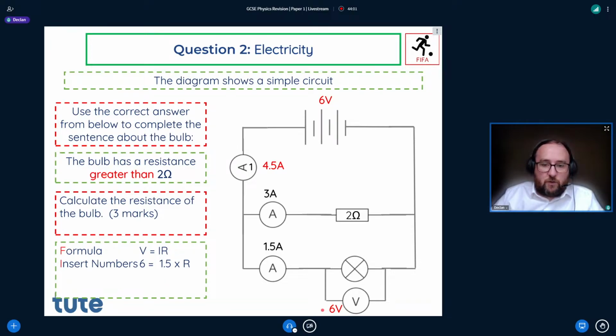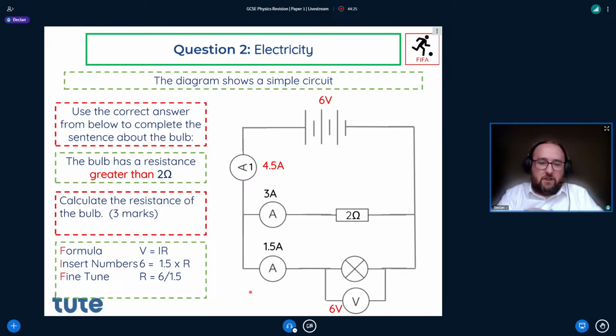So we know our potential difference. We pulled it from over here, that's 6. We've got our 1.5 that we've got from the ammeter reading there. So that's where that information's come from. Then, next bit, we're going to have to do some fine tuning because we're actually after resistance. So we need to do some rearranging of this equation to find resistance. So resistance equals 6 divided by 1.5.